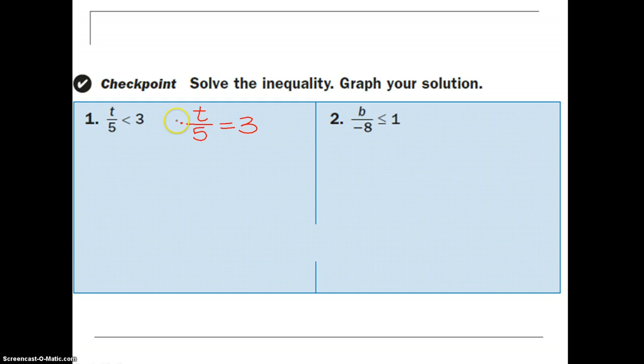For number 1, to get rid of dividing by 5, you multiply both sides by 5. The 5's cancel out, t is less than 15. But the symbol in between stays the less than symbol because the number that you were multiplying by, this 5, was positive.